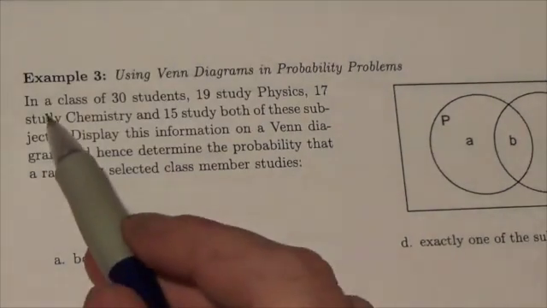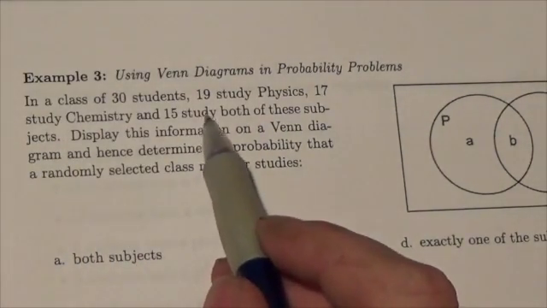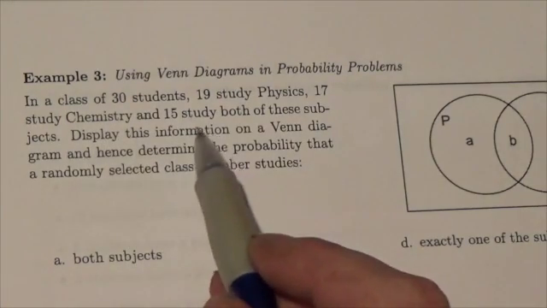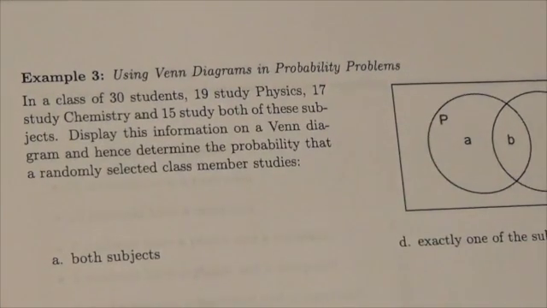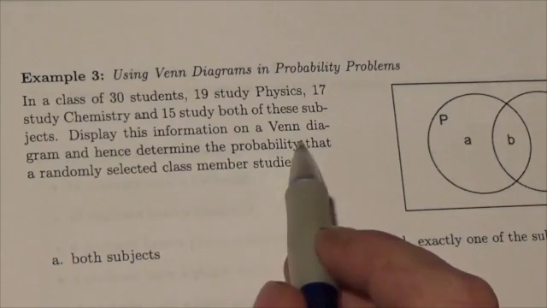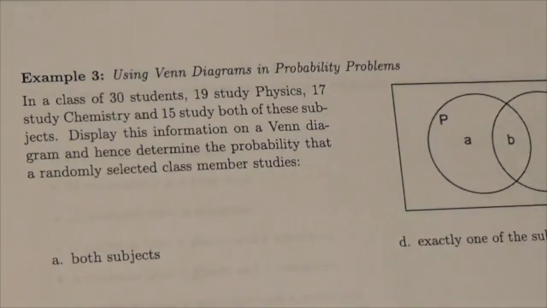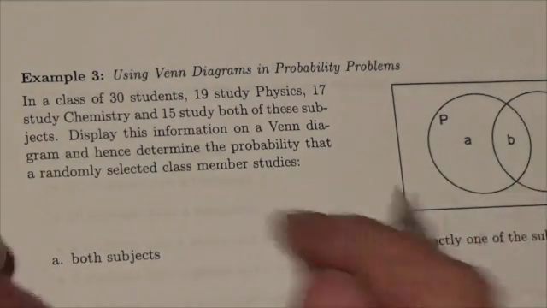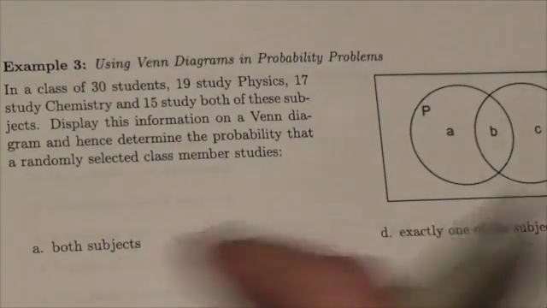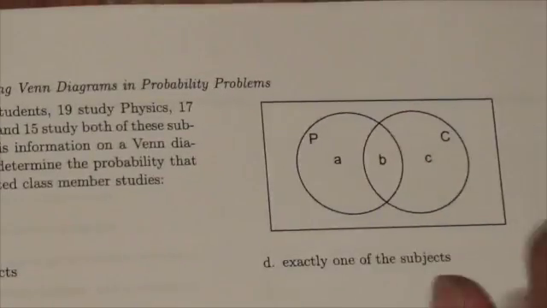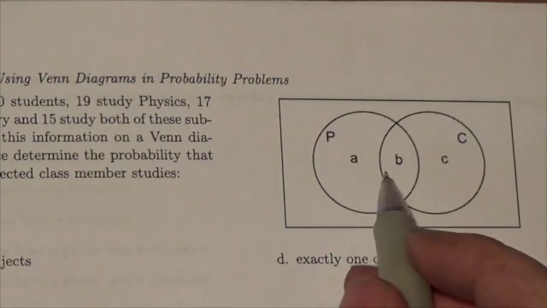In a class of 30 students, 19 study physics, 17 study chemistry, and 15 study both of these subjects. Display this information on a Venn diagram and hence determine the probability that a randomly selected class member... So they're giving us this information here, but the first thing we've got to do is go over here and fill in our information.